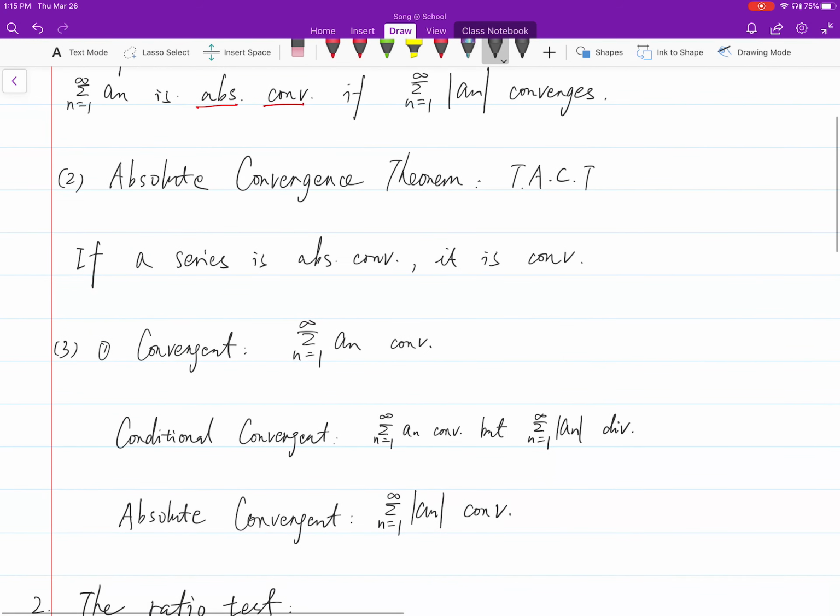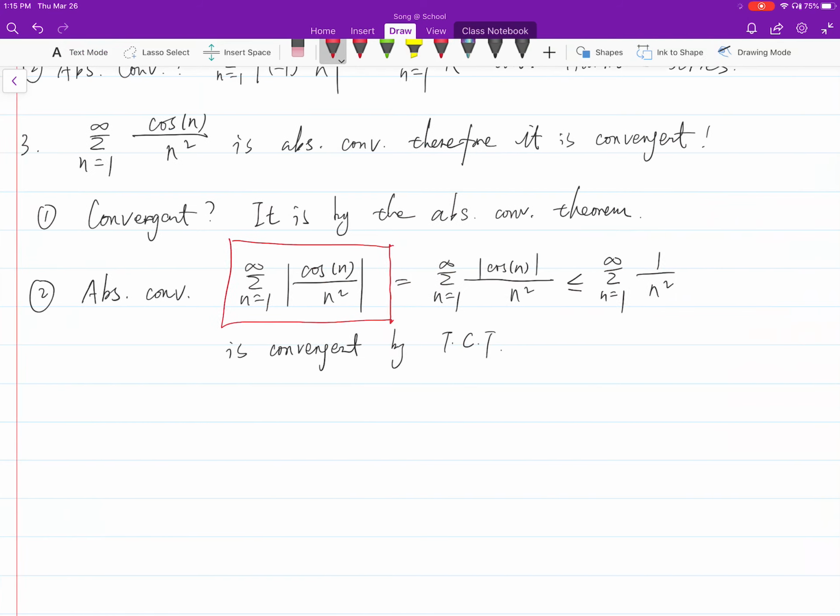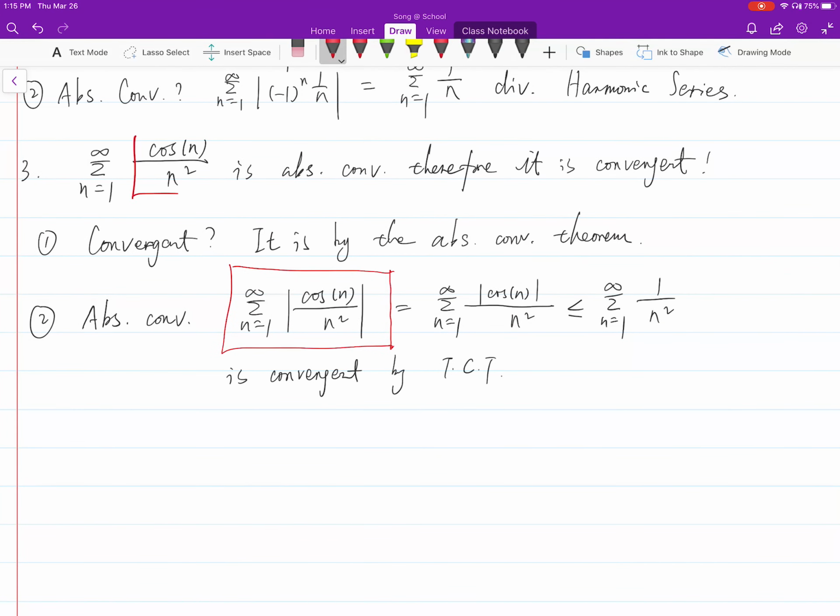Okay, let's do it formally. Let's take a look at the theorem. Absolute convergence theorem. It's very simple. If a series is absolutely convergent, then it is convergent. In other words, to show some series is convergent, you just need to show it is absolutely convergent, and then you are all set. Now go back to the examples. Do you know how to show if this one is convergent? I don't, but I do have a way to show it's absolutely convergent. But by the theorem, once it's absolutely convergent, it definitely is convergent before you take the absolute value. That's what the theorem says.